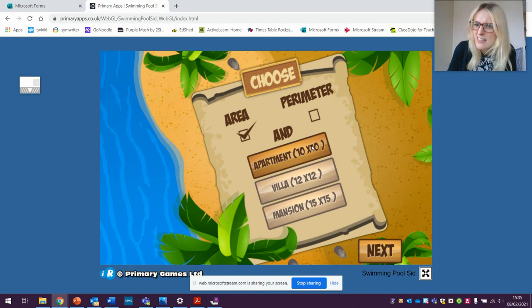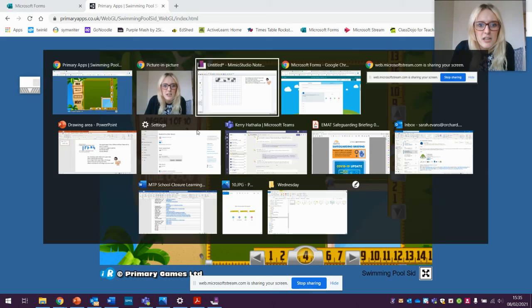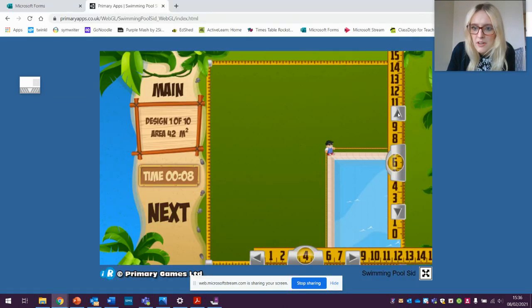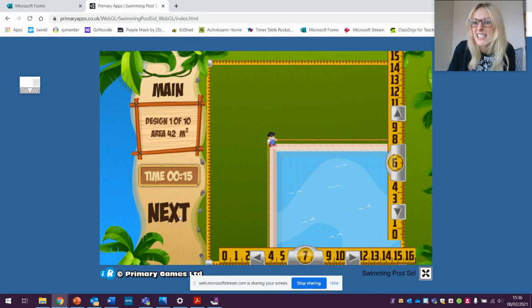Let's do 10 by 10. So let's start nice and easy. So this is easy, medium, and hard. Let's start easy. It says, I want a perimeter of 42 meters squared. So I've got to think, if I go back to my times table, where can I see 42? Oh, there it is. So I could do a swimming pool of 6 times 7. Wrong way, 6 times 7. And then click next, and that is the area of the swimming pool.